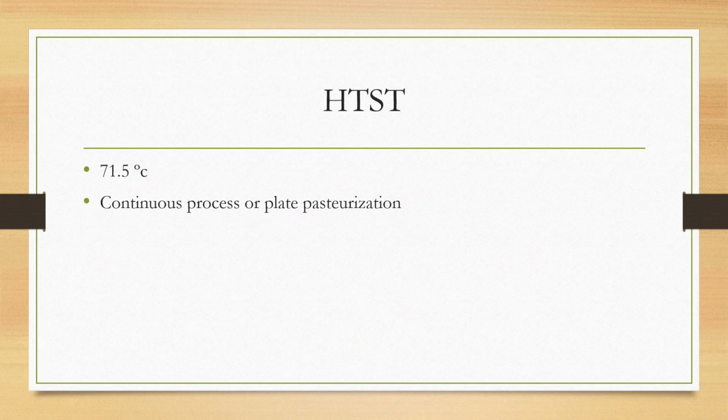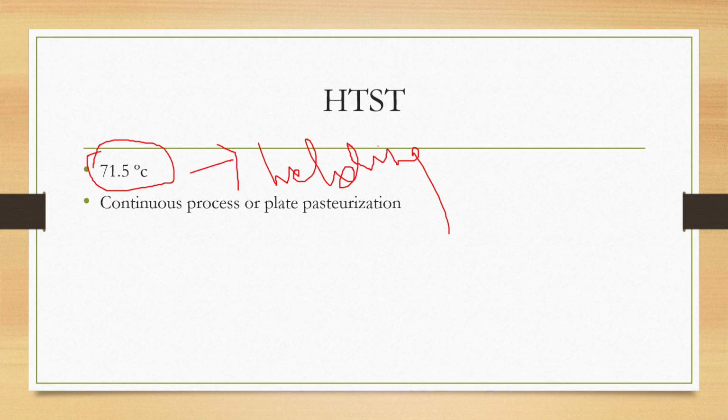Now, high temperature, short time pasteurization. This pasteurization usually requires a temperature of 71.5 degrees Celsius. At 71.5 degrees Celsius, the holding period will be very short, hardly some 15 seconds. So this HTST is also called the continuous process of plate pasteurization.